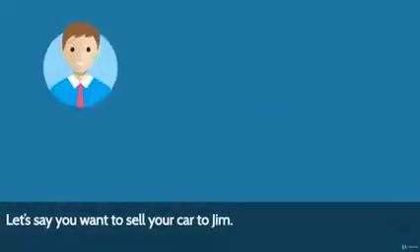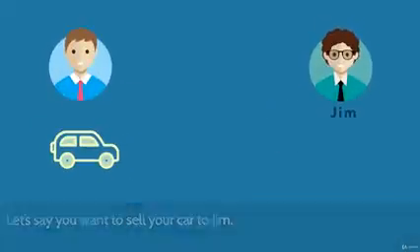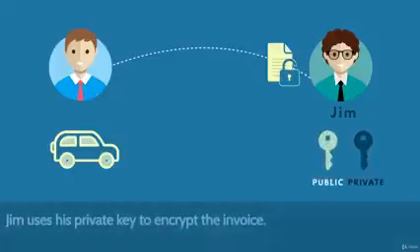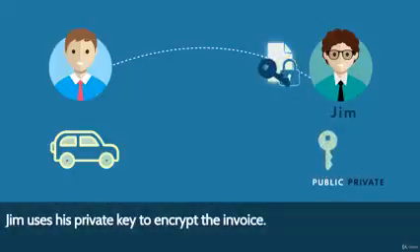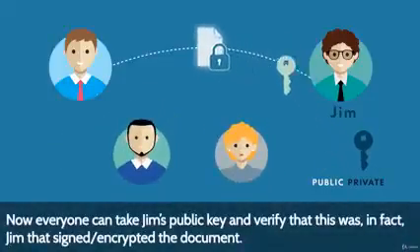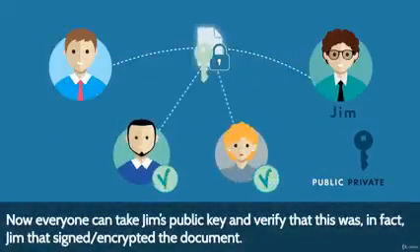Let's just say you want to sell your car to Jim. For that, you create an invoice, send it to Jim, and ask him to sign the bill to make things official. Jim uses his private key to encrypt the invoice. Now everyone can take Jim's public key and verify that this was in fact Jim that signed and encrypted the document.